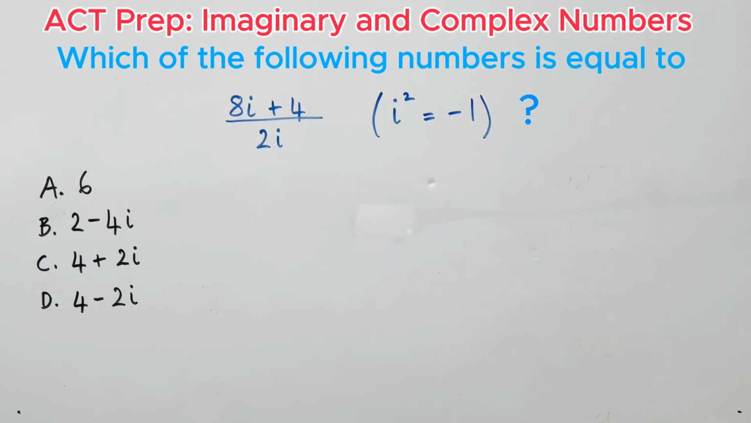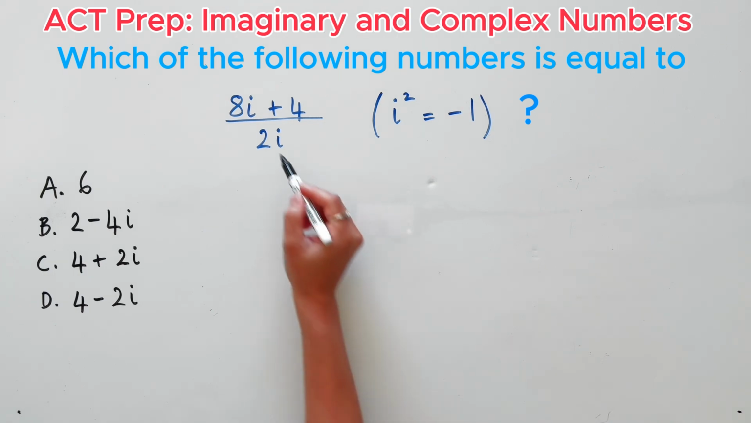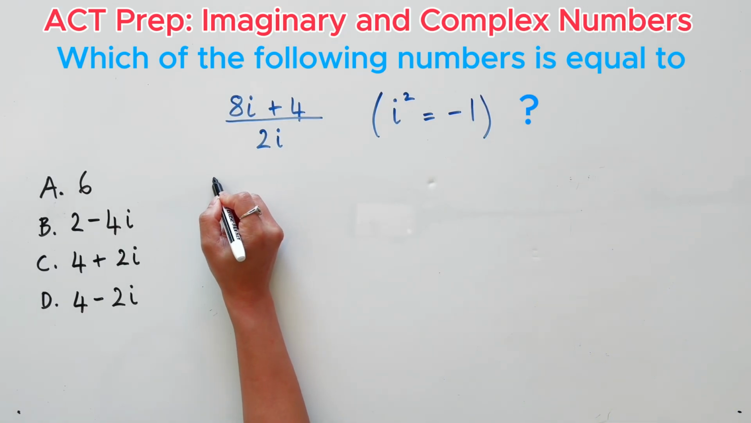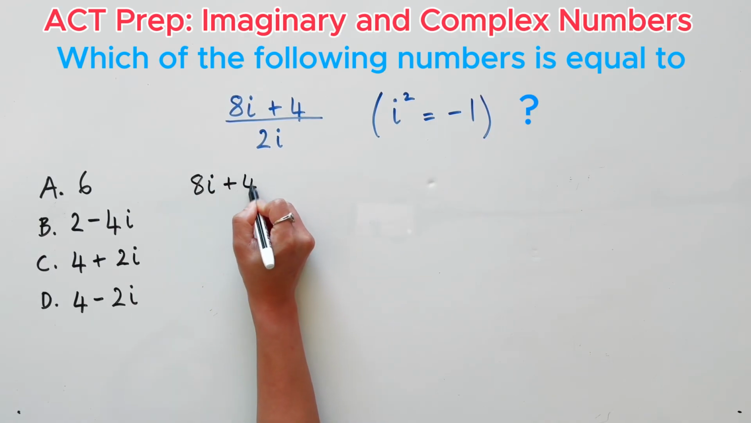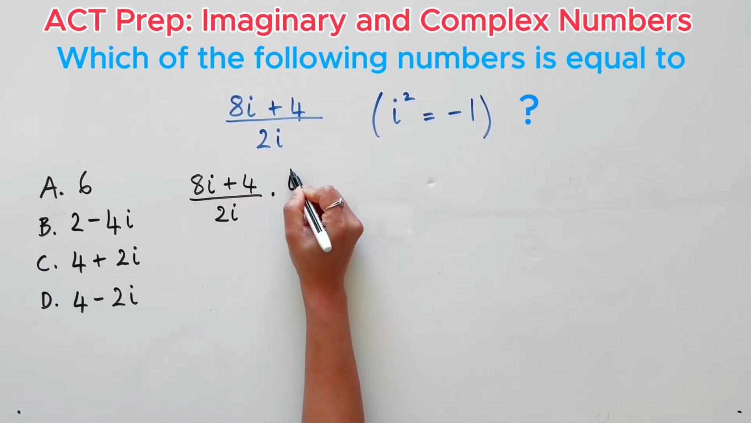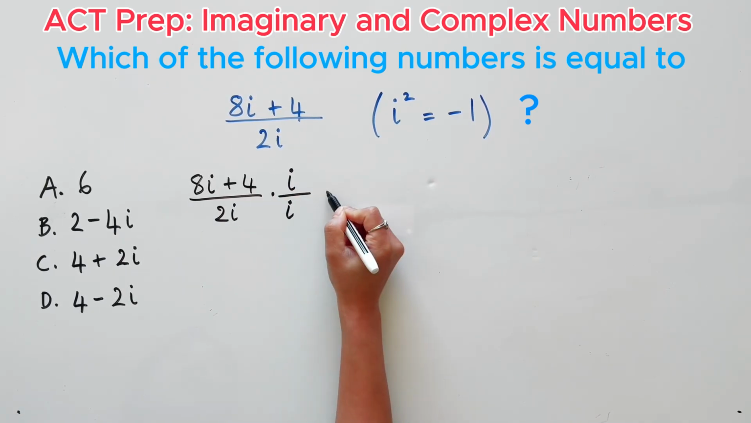Our goal is to eliminate the imaginary number from the denominator here. So we will multiply the numerator and denominator by i. We have 8i plus 4 over 2i. We multiply by i, equals 2.